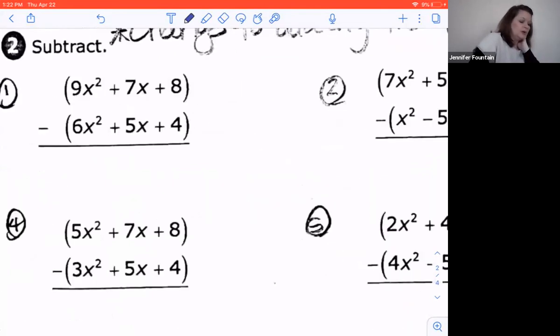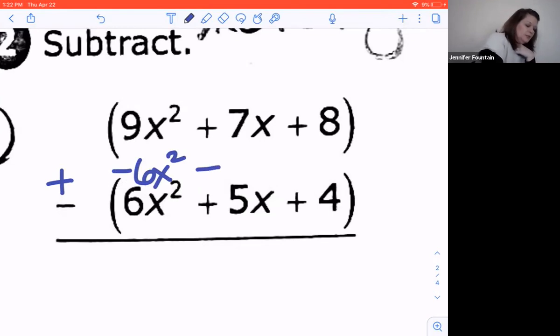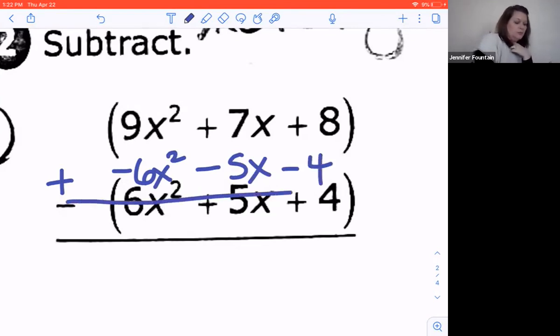So remember we talked about with these, the first thing I want to do is change my subtraction to addition. But to be able to do that, I have to change the sign of everything that follows. So now 6x squared becomes negative 6x squared. Positive 5x becomes minus 5x. And plus 4 becomes minus 4. So I'm just going to mark through those since I've changed those.